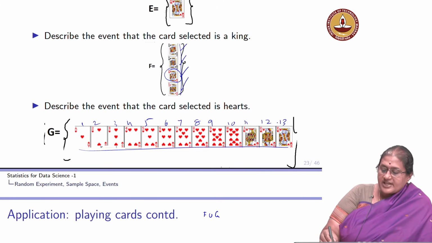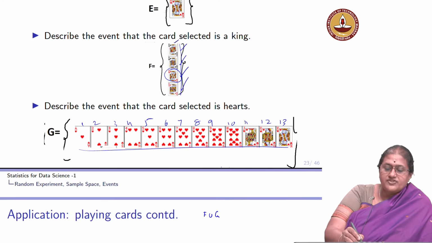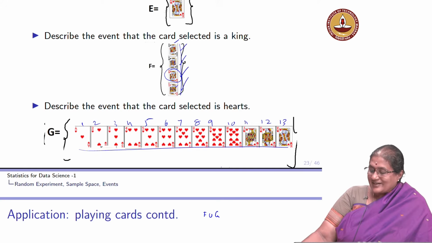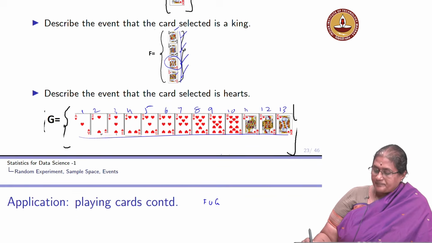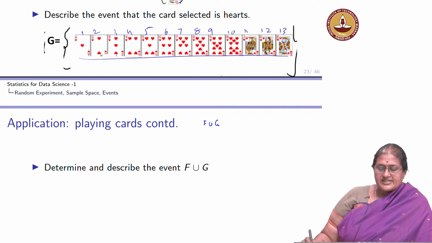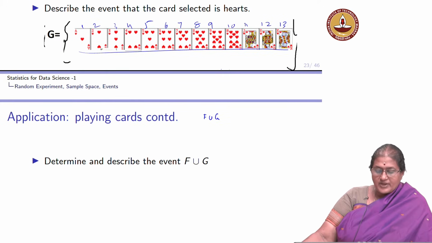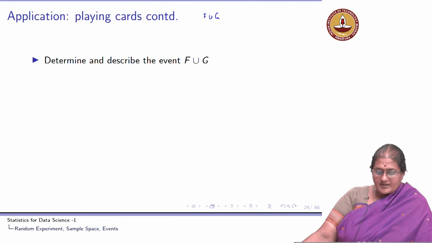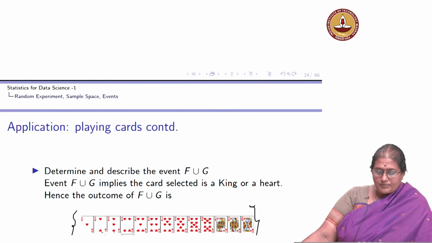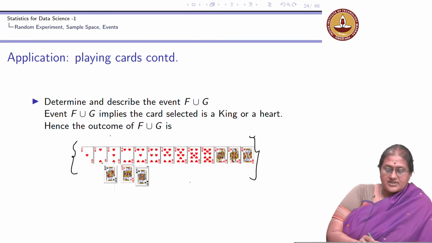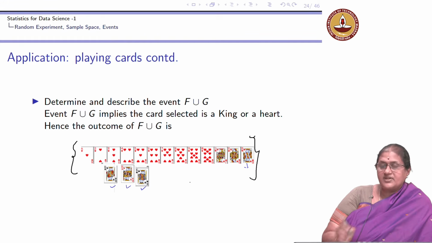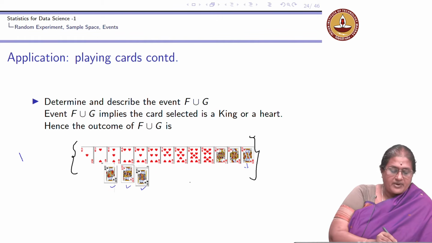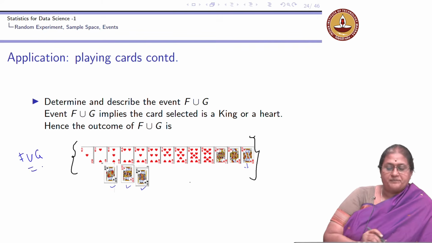So, in addition to these 13 cards, I will have a king of spades, king of clubs and a king of diamonds, which would make 13 plus 3, 16 possible outcomes in my set. So, I can see that I can describe this event F union G to be this event here, which has 16 possible outcomes, 13 which are from the hearts and 3 of the kings. In inclusion with the king of hearts, these are my F union G.